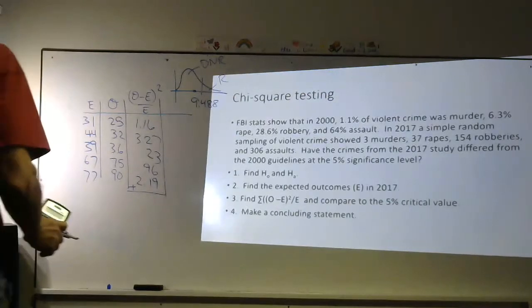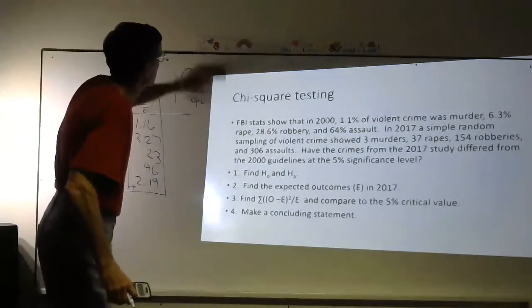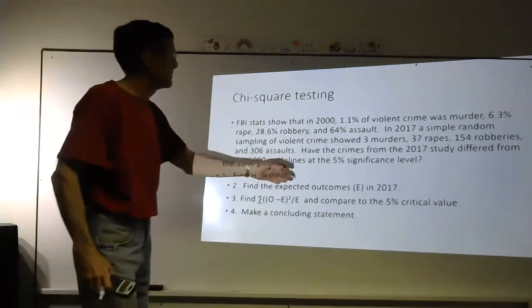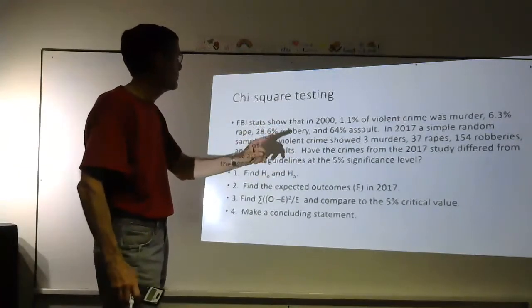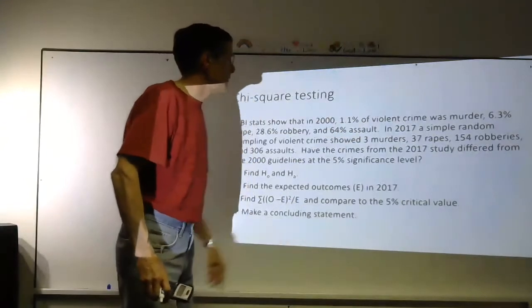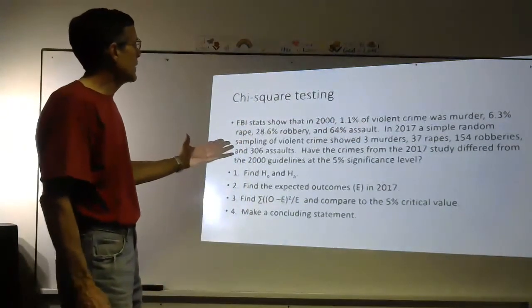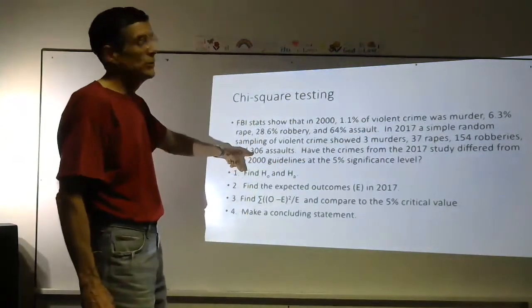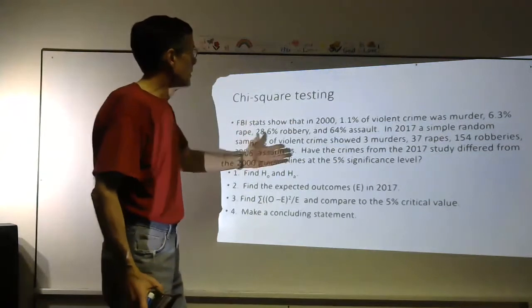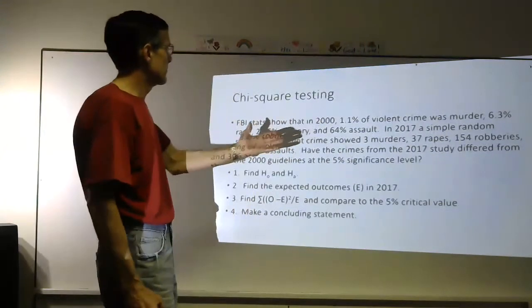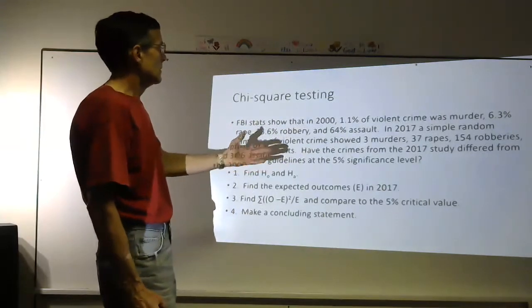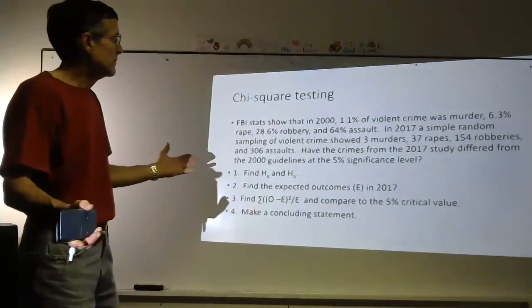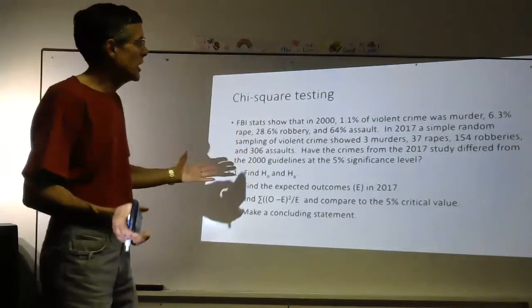Well, let's do another one. I think this one is in the textbook. Okay, first we're going to test to see if crimes have changed from 2000 to 2017, okay? Back in 2000, the most number was assault, and if you look in 2017, the most is still assaults, okay? The smallest number was murder. 1.1% was murder, and the smallest number is murders. Okay? But have they statistically changed from 5%?